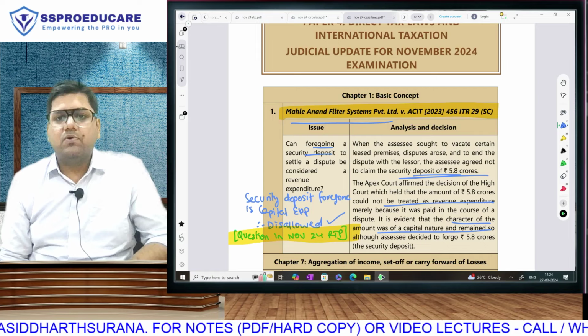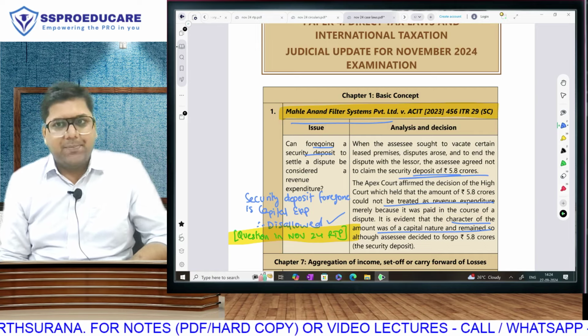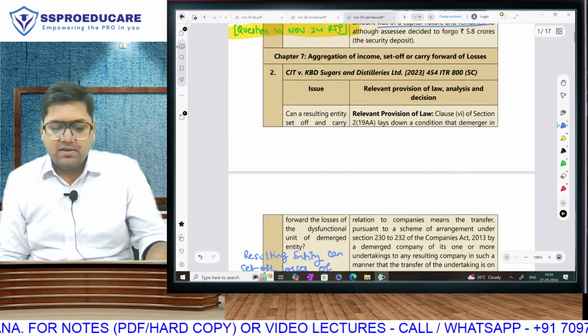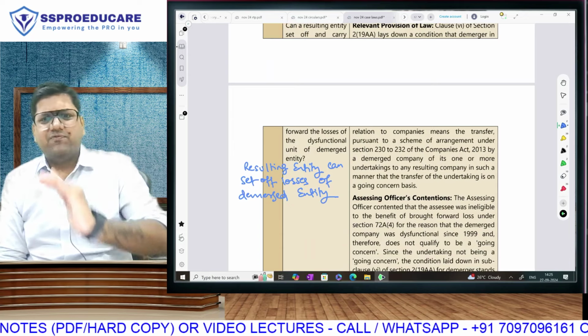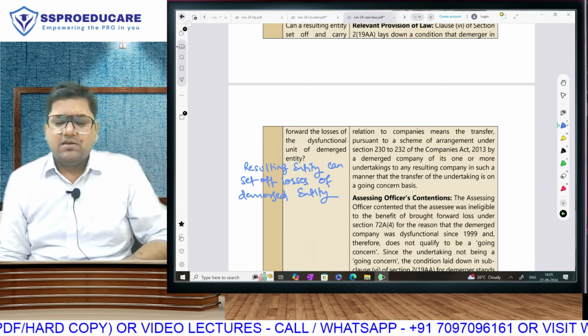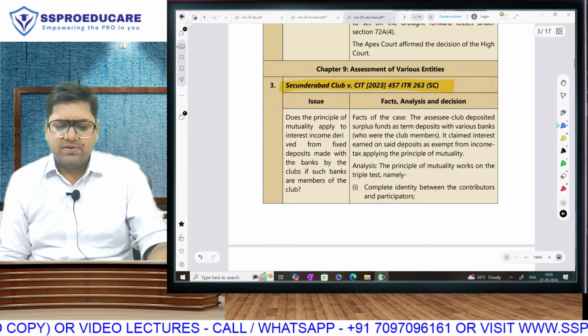Security deposit foregone by an outgoing tenant is going to be considered as capital expenditure. The tenant will not get deduction of the same. Is this clear? Next case law, we have discussed this. This is not a new case law. If there is demerger, then the resulting entity can set off losses of the demerged entity. There is no prohibition. It's a case of business reorganization. The set off is going to be allowed.